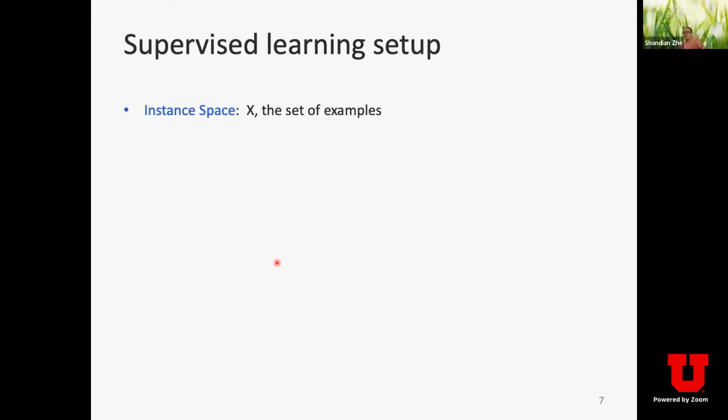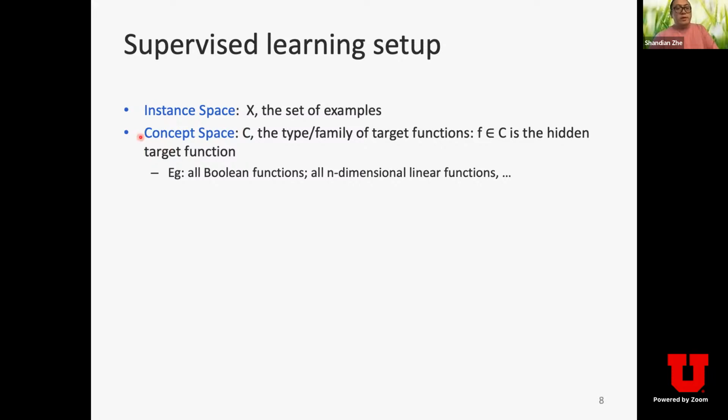Now let us define a set of terms, or jargon, to make the discussion easier. In a supervised learning setup, we need to define a space called the instance space, which we discussed before. It's just the set of possible examples, training set or test set. Then we're going to introduce a space called the concept space. What does concept space mean? It just means the type or family of target functions. What is the type of the underlying ground truth function you want to learn? For example, maybe your concept space is just the Boolean function family, meaning your target function is a Boolean function. Or maybe your concept space is n-dimensional linear functions, and your target function is just one member of that family. It just gives the range of the target function you want to learn.